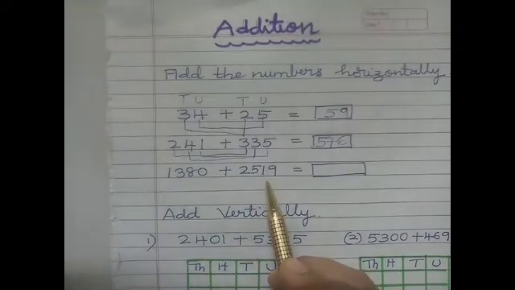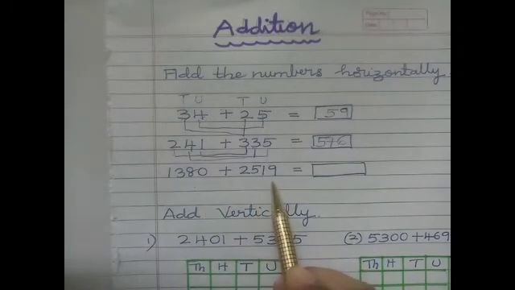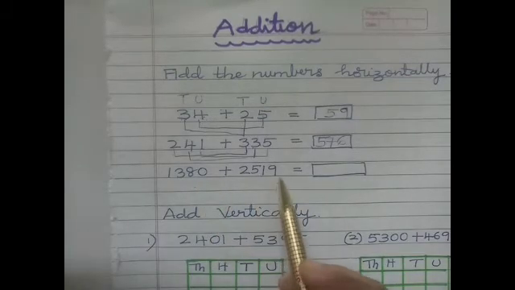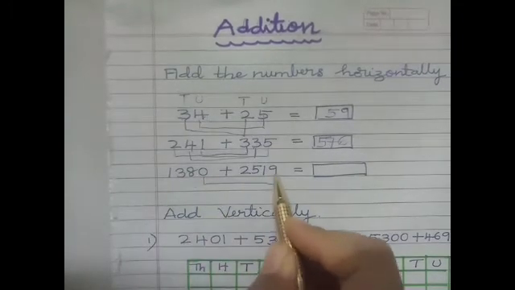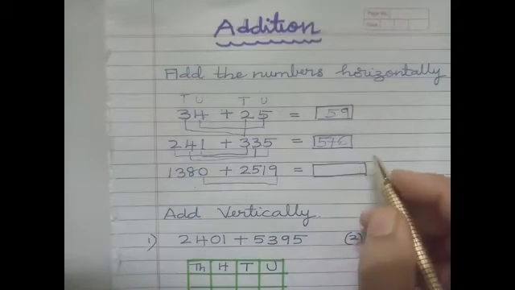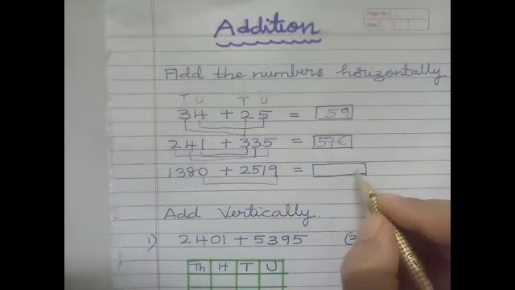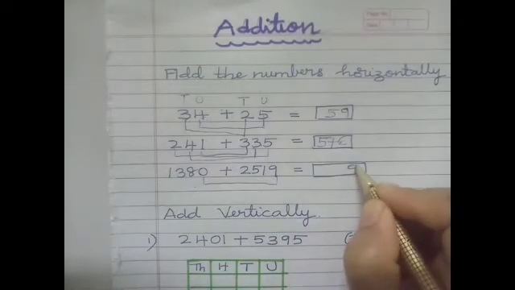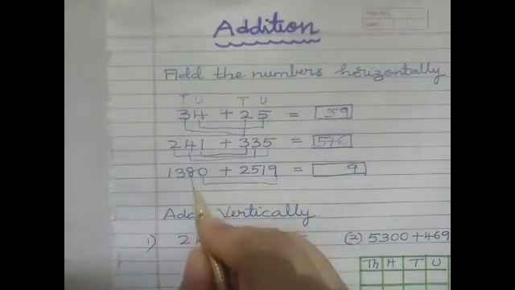Now in the similar way, here the 4-digit number is given. So let us add it. So unit to unit. 9 plus 0. Any number added to 0 is always the same number. So 9 plus 0 is 9, and 8 plus 1.